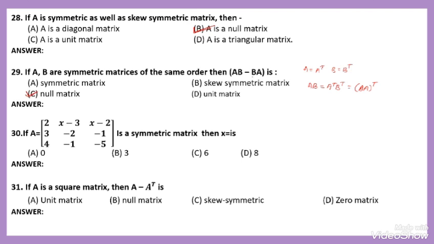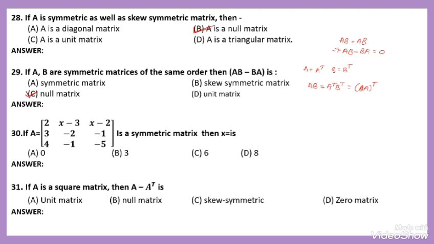While taking AB is equal to BA, then taking AB minus BA should be 0. That is a null matrix.